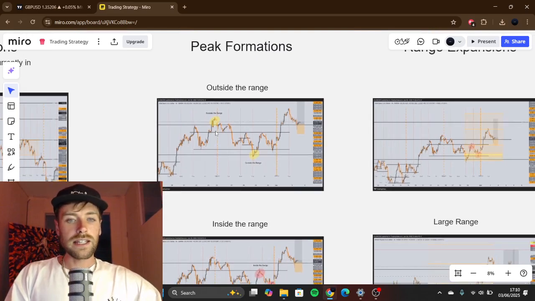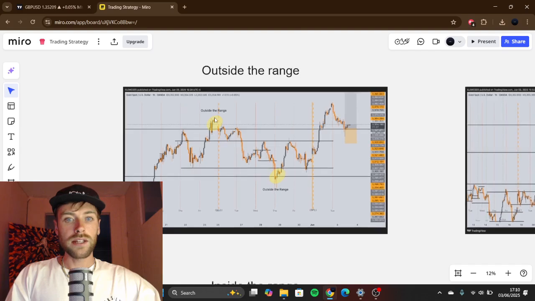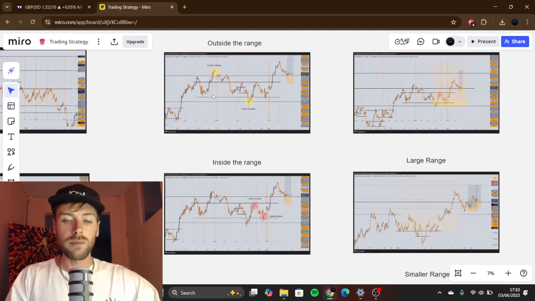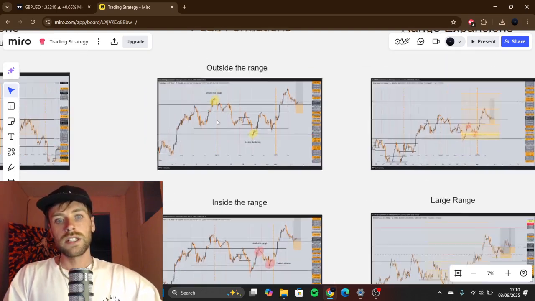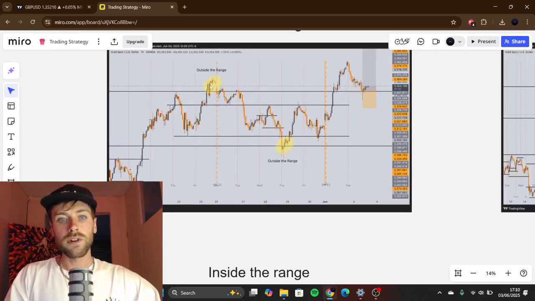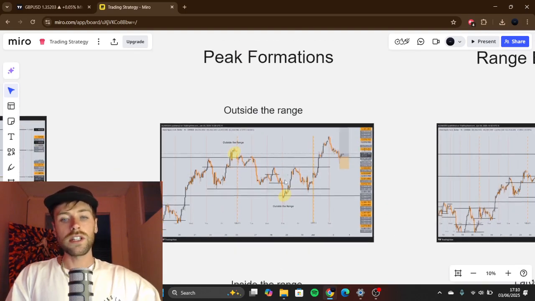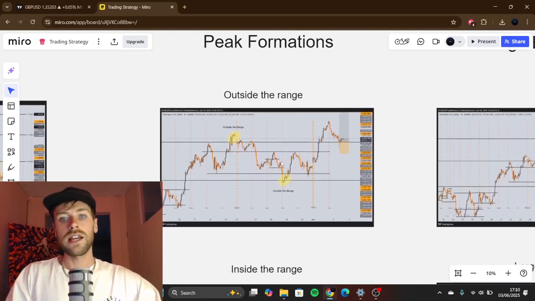Cool. So the next thing then is the peak formations outside. Well, two different types of peak formations that I look for. So first of all, as I mentioned, it's the peak formation outside of the range. And again, I use the word peak formation, it's just price breaking out. It's just them inducing volume.